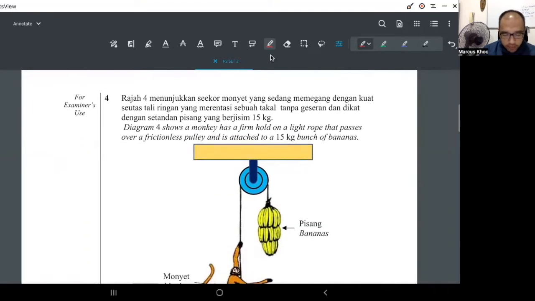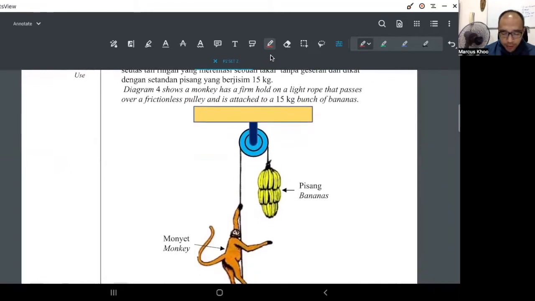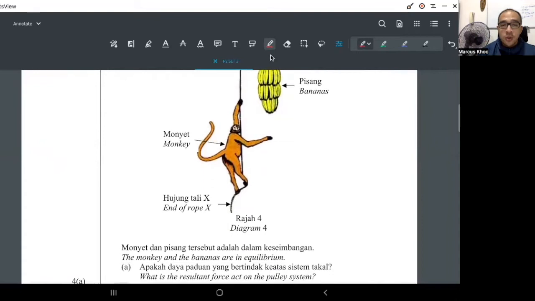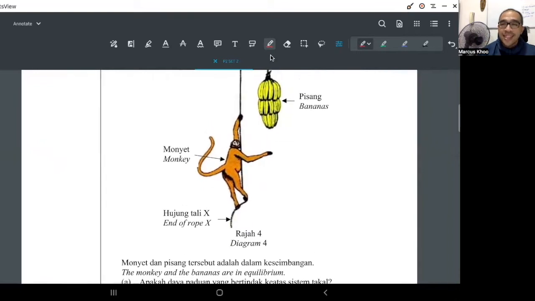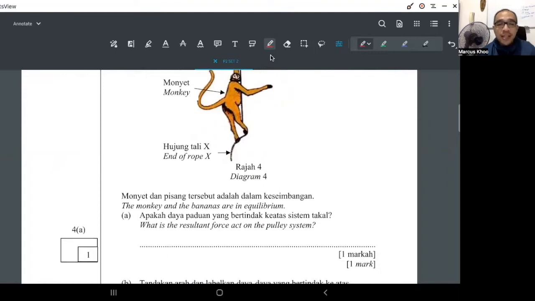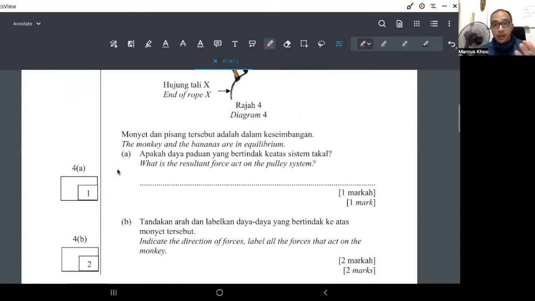Number four. Diagram four shows a monkey with a firm hold on a light rope that passes over a frictionless pulley and is attached to a 15 kg bunch of bananas. I don't know why the monkey is there. The monkey and the bananas are in equilibrium. So the question is, what is the resultant force acting on the pulley system? I know that usually when you think of resultant force, we want to calculate, right? But when you see a line, you kind of know that there is no calculation involved.